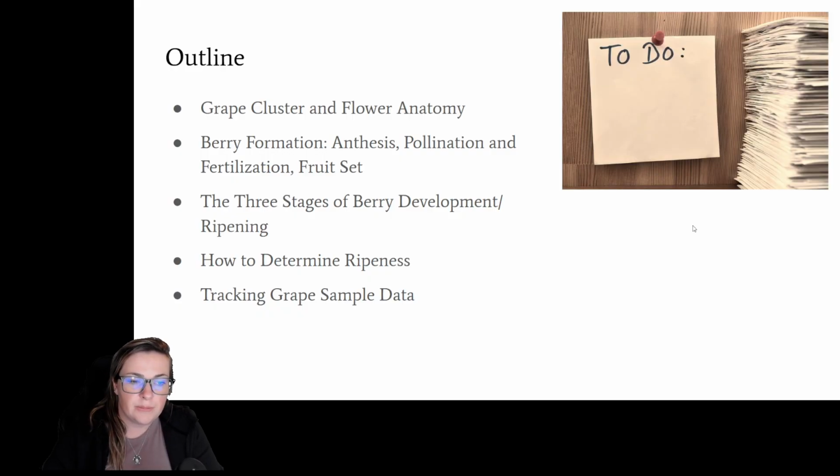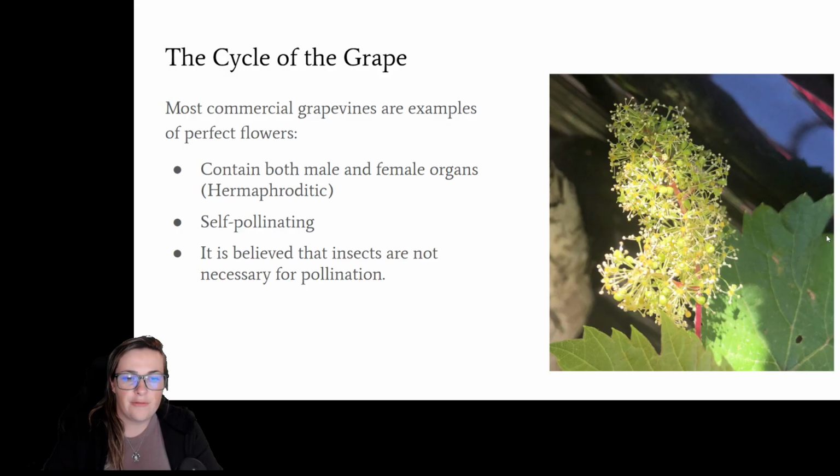includes anthesis, pollination, fertilization, and fruit set. We'll talk about the 3 stages of the development of the berry once it's formed and how it ripens, how to determine ripeness of the fruit, and then tracking grape sample data. So the cycle of the grape.